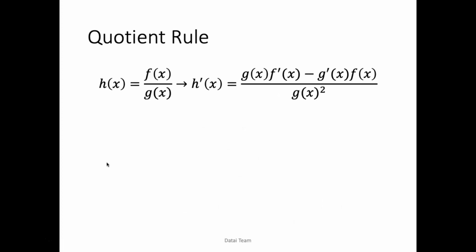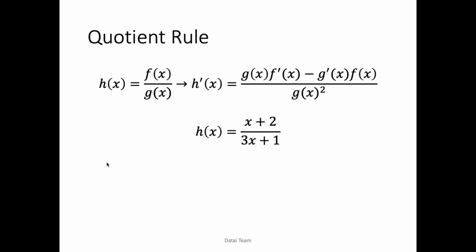This is the opposite of the product rule. Instead of multiplying two functions, we have h of x is equal to f of x divided by g of x. And h prime, or derivative of h of x, is equal to g of x, the bottom function, times the derivative of the top function, minus, instead of plus, g of x's first derivative times the f of x, and then divided by the square of the bottom function.